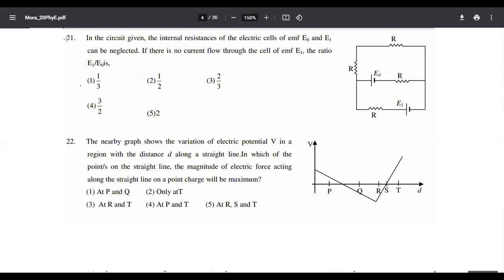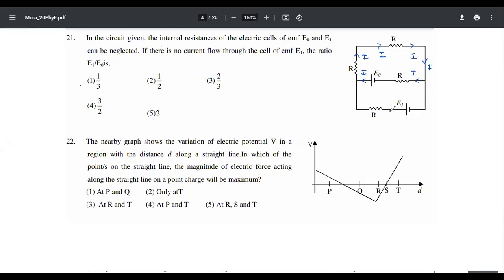Question number 21, people. In the circuit given, the internal resistance of the electric cells of EMF E0 and E1 can be neglected. If there is no current flow through the cell of EMF E1, the ratio E1 over E0 is? A very easy question, this one. There's no current through E1. That means I can mark the current through this loop only. Done.